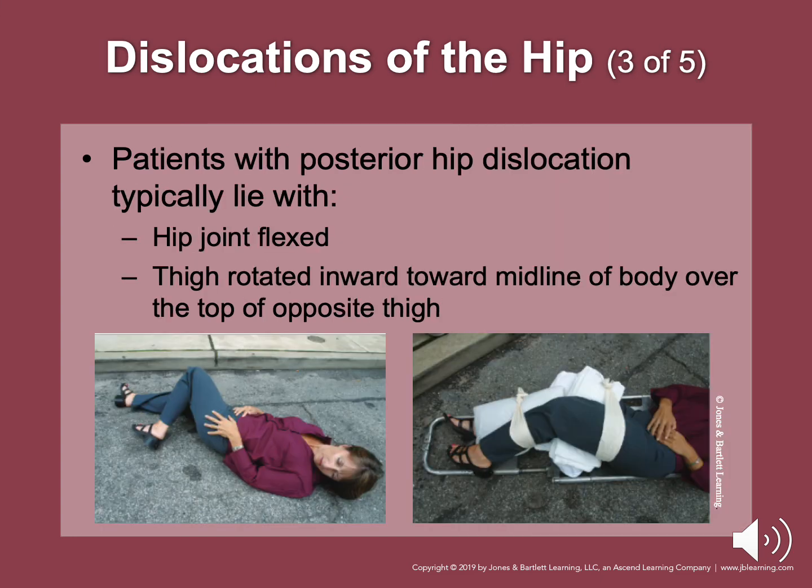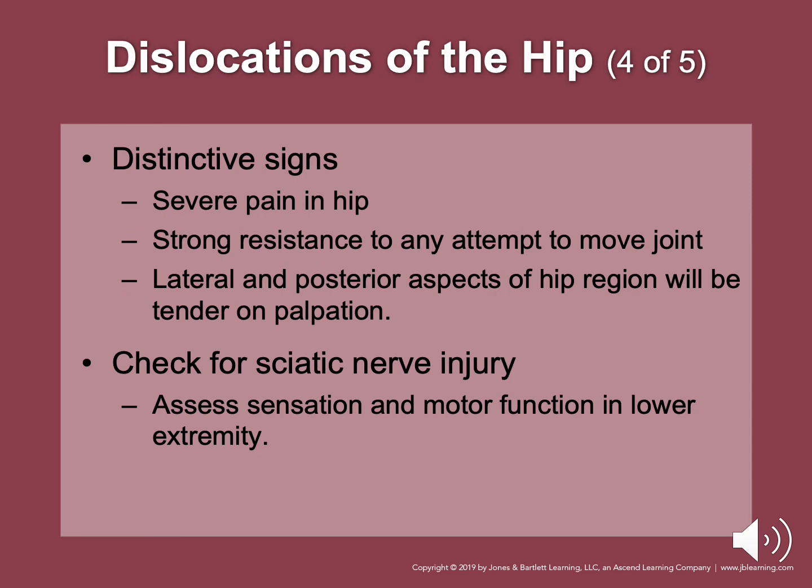Do not attempt to reduce the dislocated hip. Splint in the position of the deformity. Place the patient supine on a scoop stretcher or backboard. Support the affected limb with pillows or rolled blankets, and secure the entire limb to the backboard with long straps so that the hip region will not move. And then provide prompt transport.